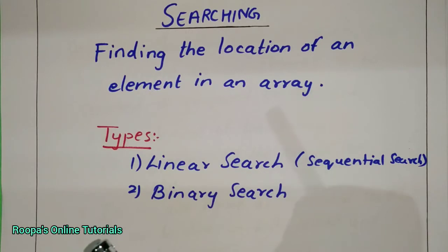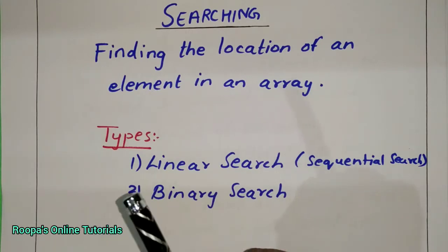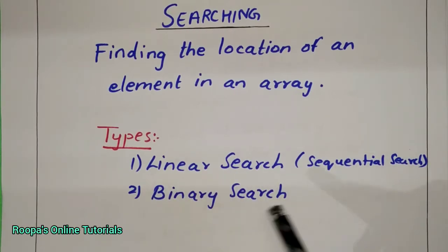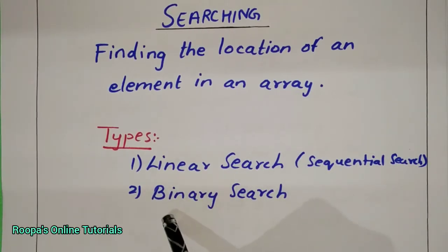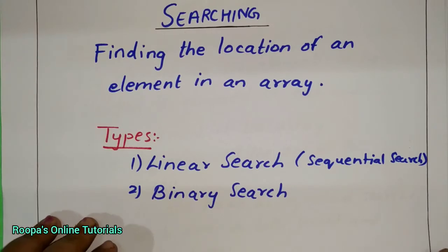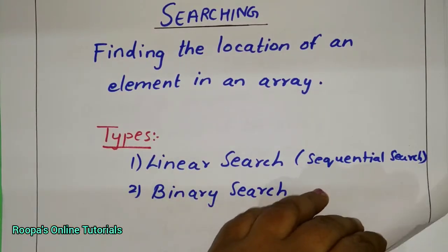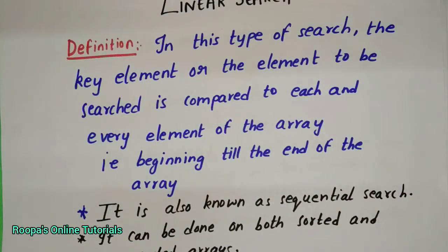There are two types of search that you have to learn in your syllabus. One is known as linear search, also known as sequential search, and the second one is known as binary search. Today in this video I'm going to tell you about linear search. It's a very simple search, very easy to understand.